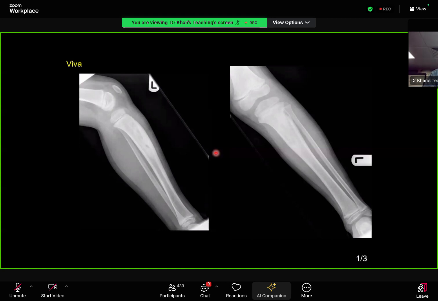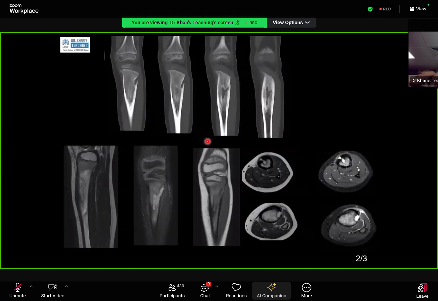My differential diagnosis would include infection, Ewing sarcoma, and maybe Langerhans cell histiocytosis. I don't think the lesion is intracortical, so I'm keeping osteoid osteoma out of the differential. CT and MR for you.